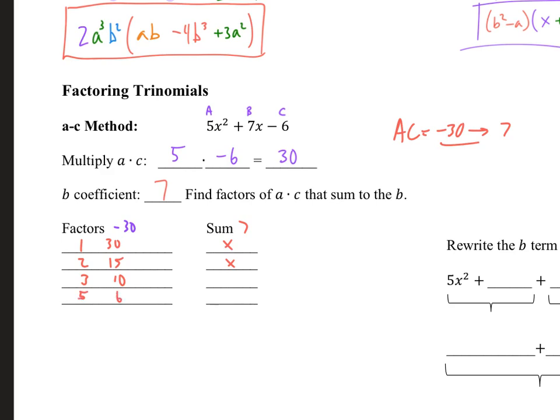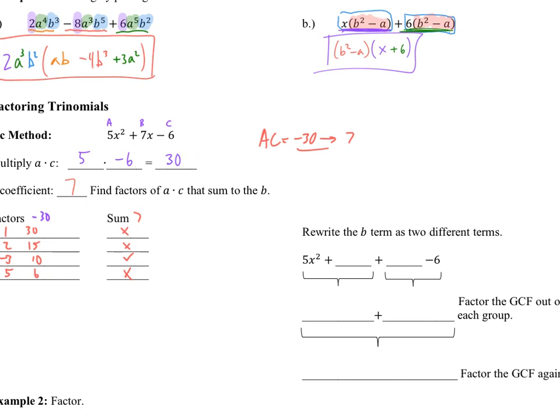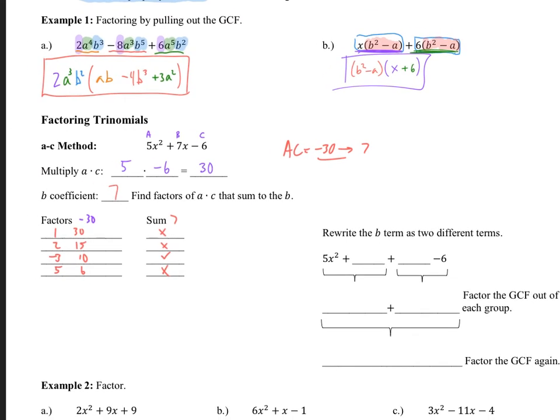Those are all the factors of 30, and the only one that even has a chance of becoming 7 is 3 and 10. But I do want negative 30, right? Not just 30. So one of my numbers needs to be negative. So if I had a negative 3 and a positive 10, that would give me 7. And so you take those numbers, that negative 3 and that positive 10, and you put those back into the problem. So 5x squared plus negative 3x plus 10x, since that was positive, minus 6.